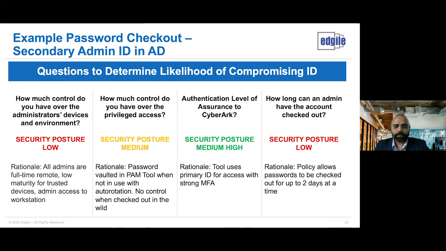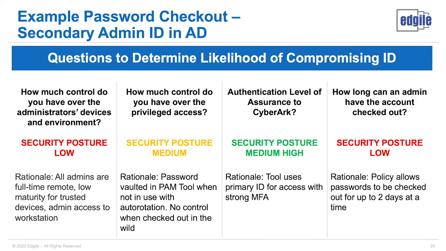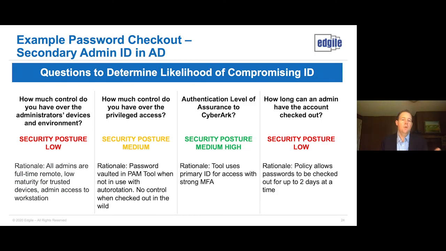Yeah, that makes sense. So that you have an understanding of this particular example, we're giving rationale in a particular situation and assigning low, medium, and high assessments to it, meaning you can see our rationale here. In this particular organization, the reason why we gave it low over the control of administrative devices is because all admins are full-time remote, low maturity for trusted devices, and they have admin access to their own workstation.